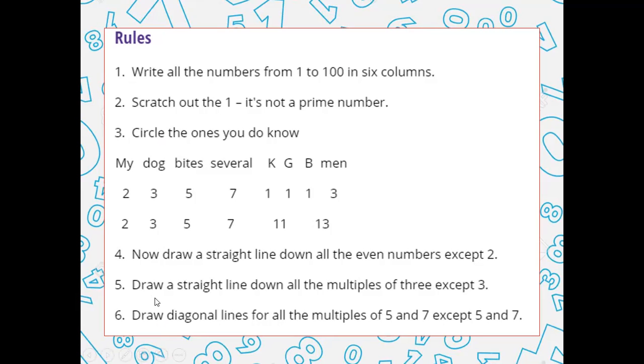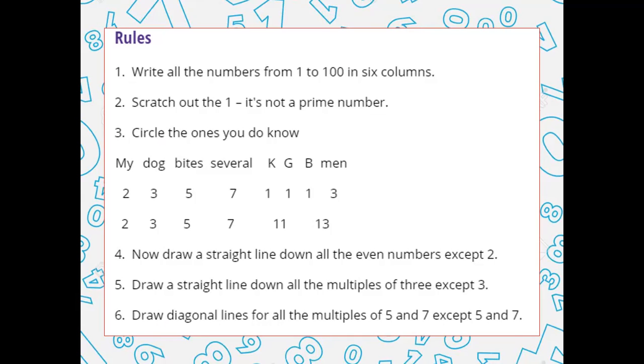Now rule number 5, draw a straight line down all the multiples of 3 except 3. Multiples are like in the multiplication table. 3 times 1 is 3, 3 times 2 is 6, 3 times 3 is 9. So you're going to put a straight line on those numbers like 6 and 9, but you're not going to put that on 3. I'll be showing you a picture on how to do it.